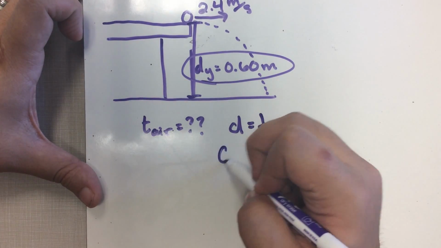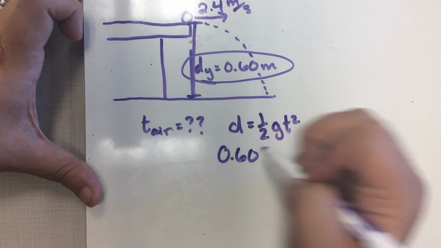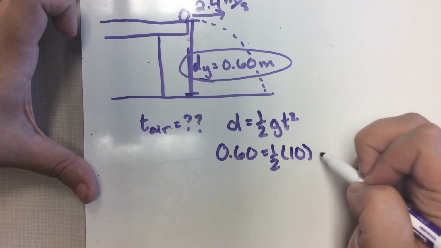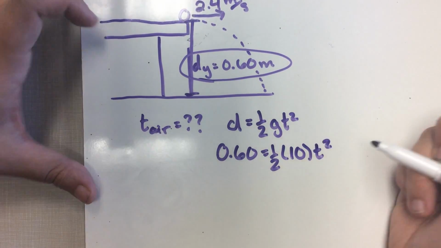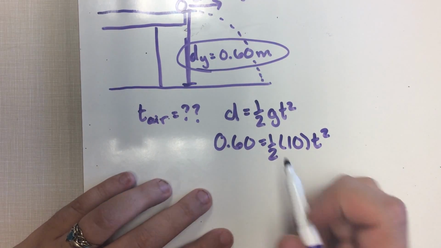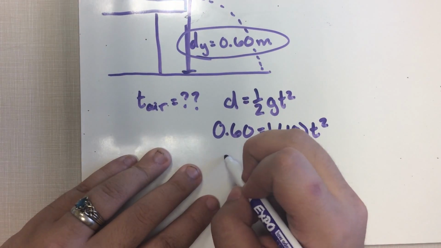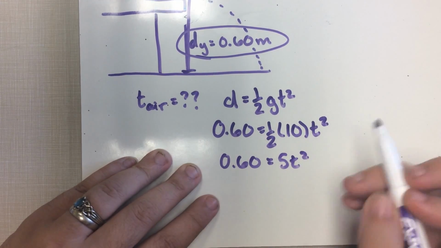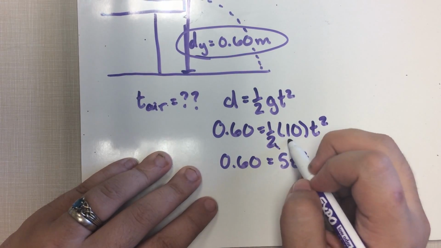So I plug in what I know. I know d, which is 0.6, equals 1/2. I know g, which is 10. And then time in the air is what I'm looking for, t squared. So now I need to solve this. So I go 0.6 equals 5t squared. And I got that by combining these two.